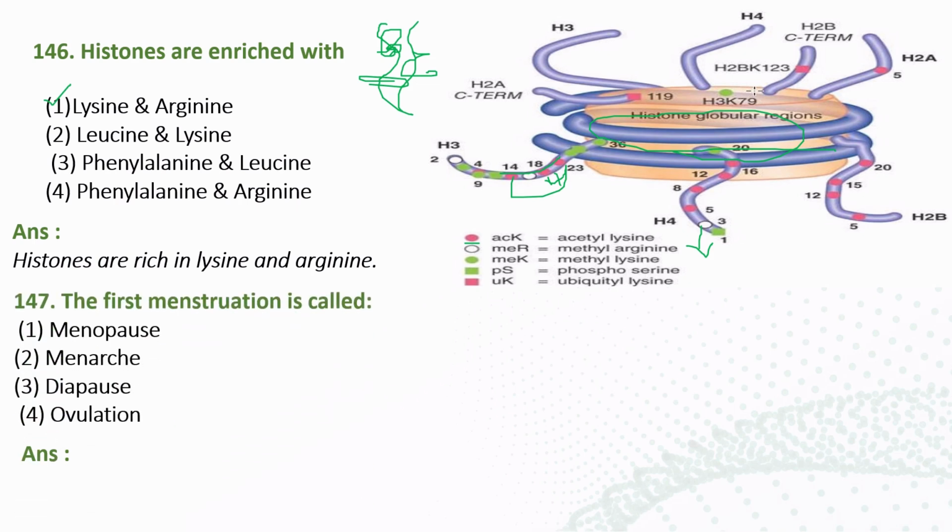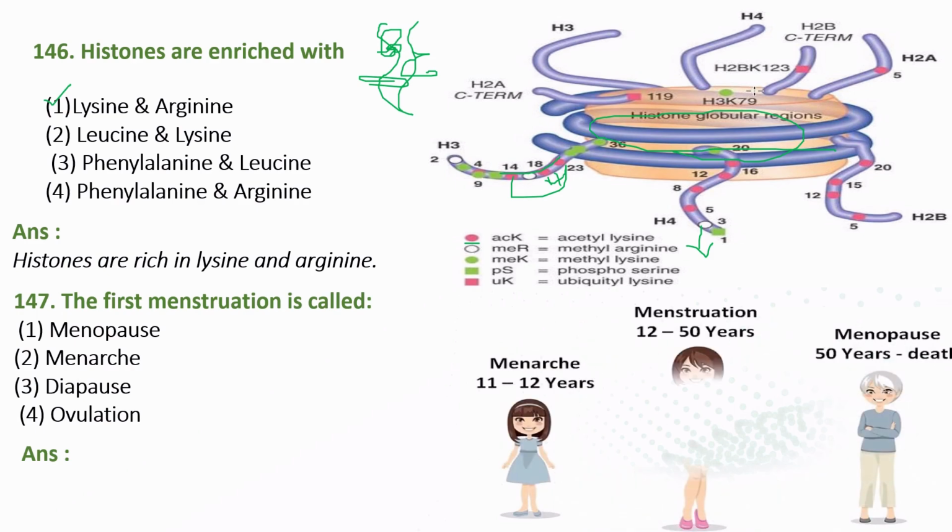The first menstruation. Normally we know that menstruation takes place in females. So here they are asking what the first menstruation is known as. Normally menstruation occurs in 3 stages: the first menstruation is known as menarche, whereas the menstruation that occurs in females from about 12 to 50 years is known as menstruation, and after 50 years you can see the menopause. Menopause means stopping of the menstrual cycle.